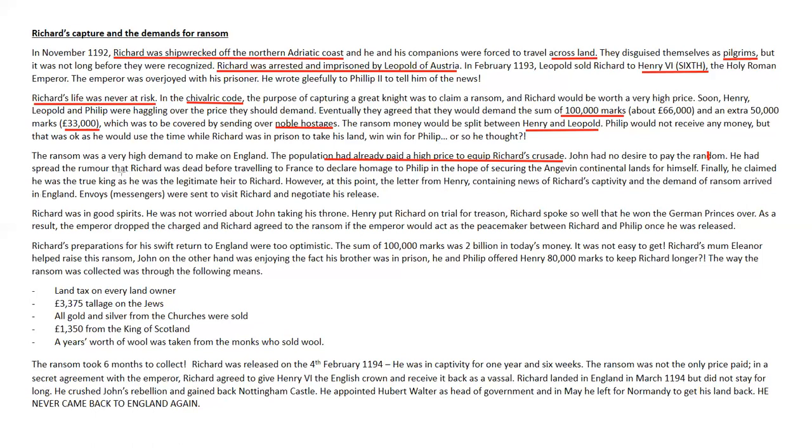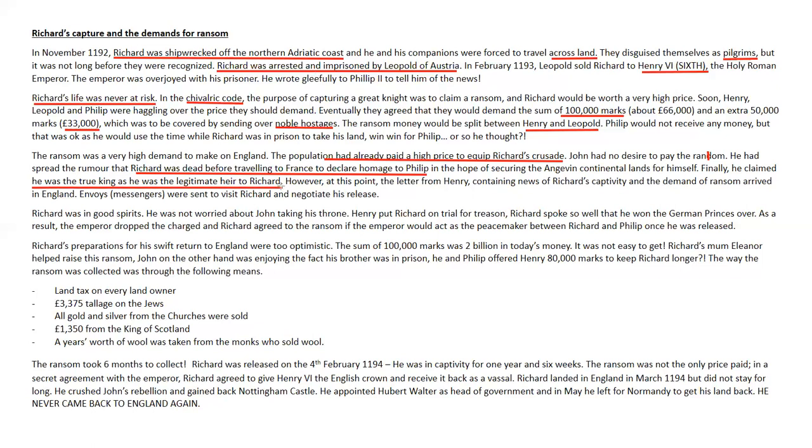He had spread the rumour that Richard was dead before travelling to France to declare homage to Philip. And what that means is that John basically put Philip in charge of him. By declaring homage, Philip would then be John's overlord. So John would basically have to answer to Philip. The reason he did this was in the hope of securing Angevin continental lands for himself. And finally, he claimed he was the true king, as he was the legitimate heir to Richard.